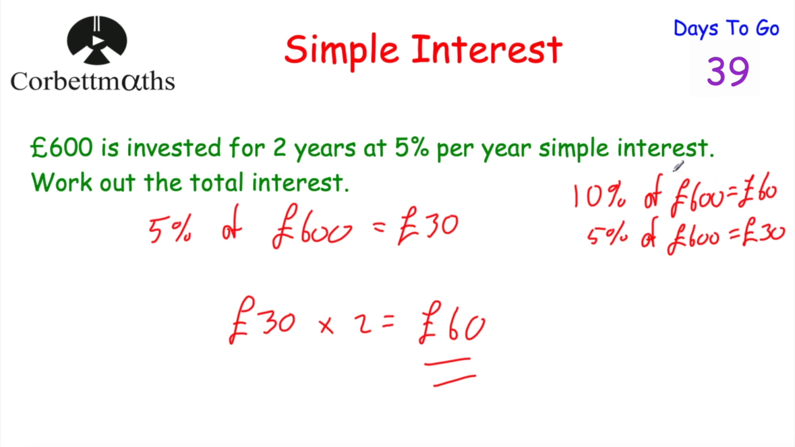Whenever you're dealing with simple interest, the amount of interest earned stays the same every single year. Whereas tomorrow we'll look at compound interest, where if money's invested, they earn more interest each year because there'll be more money in the bank account at the start of every single year.